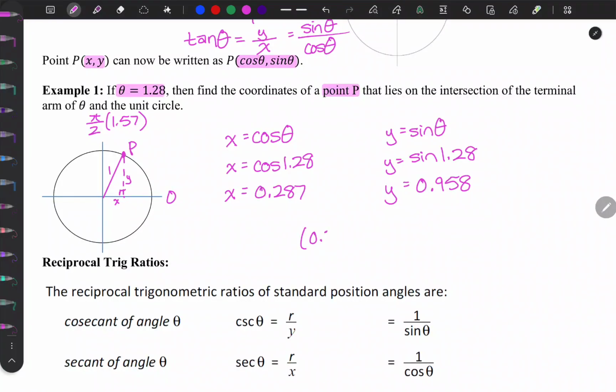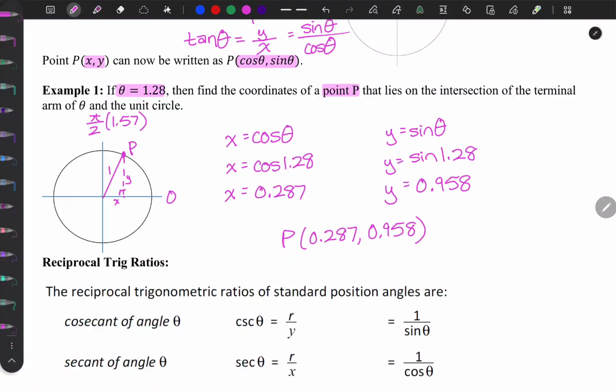This gives us the point P, which is 0.287, comma, 0.958. Mind you, this is only accurate to the nearest thousandth because we did do a little bit of rounding, but that's our new point P. Pretty straightforward? Yeah, so it's a very useful relationship.